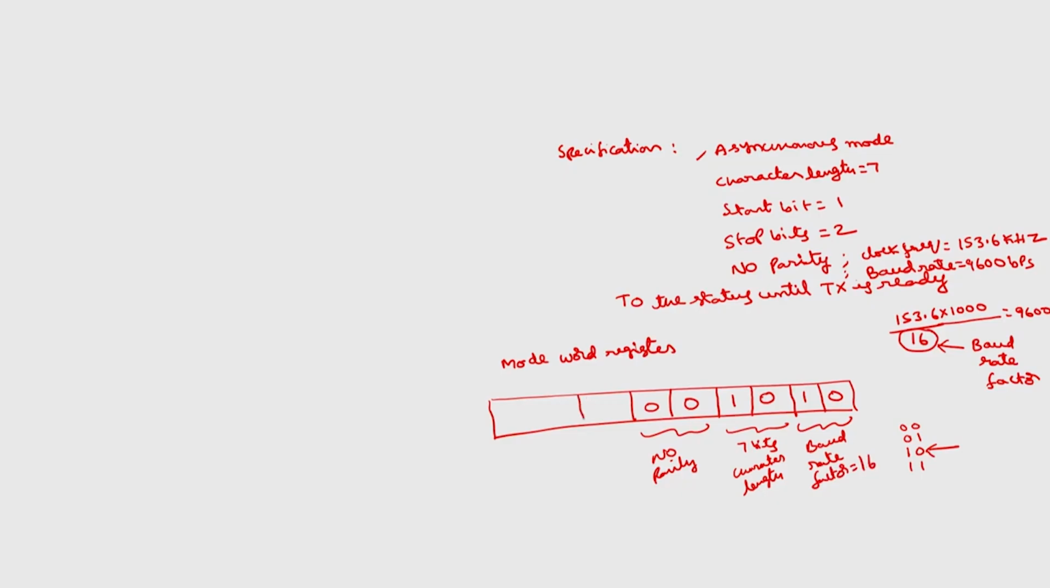And the last 2 bits are frame control. So, how many stop bits do I want to use? 2 stop bits, this is 1 1. This will represent 2 stop bits. So, what is the control word? 1100 1010 is CAH. You have to load CAH into the mode word register, and then what is to be loaded into the command word register?